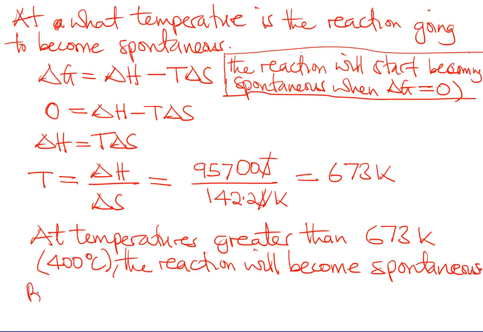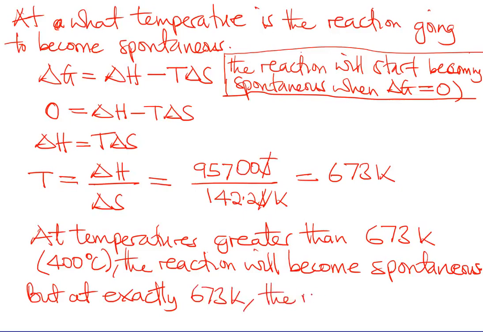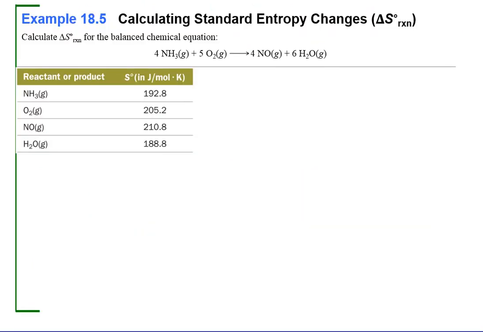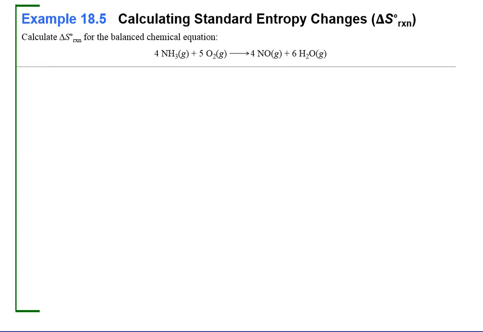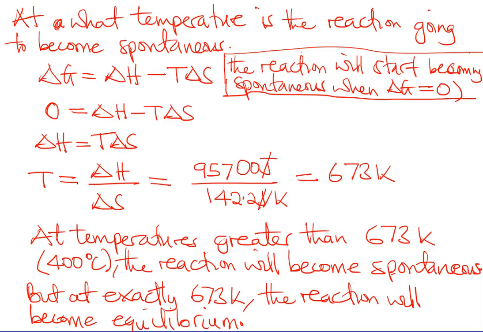So I'll say, but at exactly 673 K, the reaction will become equilibrium. So at that point, the reaction will become equilibrium, because we know that when delta G is equal to 0, the reaction is at equilibrium.